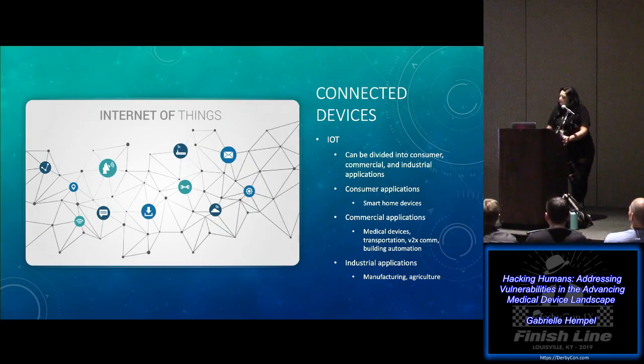Commercial applications are also comprised largely of medical devices. These devices are generally used for data collection, remote health monitoring, and emergency notification. Can also include transportation system controls, vehicle-to-everything communication, and building and home automation. Finally, industrial applications of IoT devices can include manufacturing devices, especially control systems, and agricultural devices.